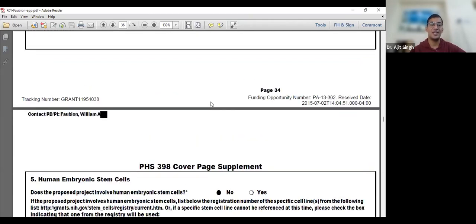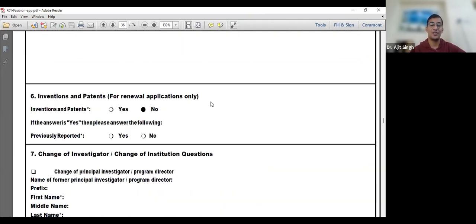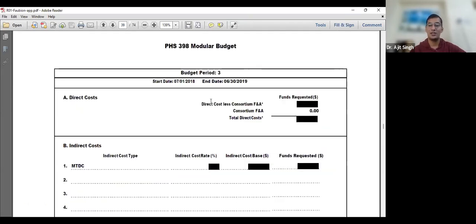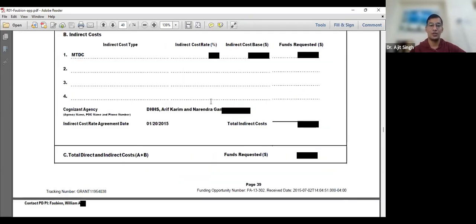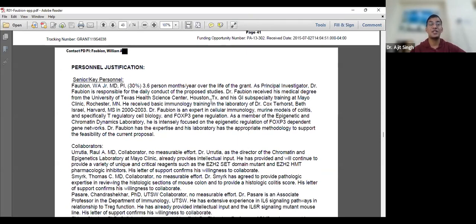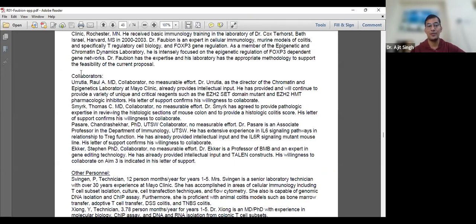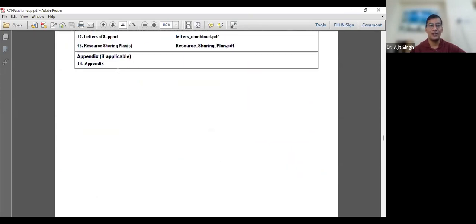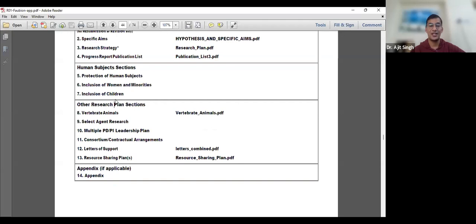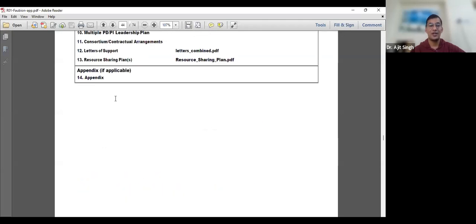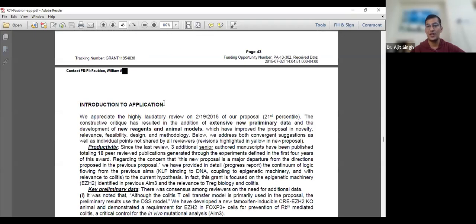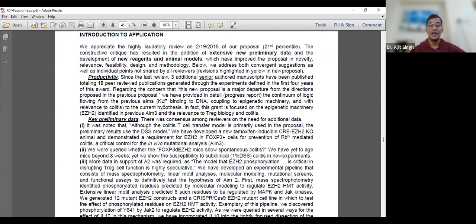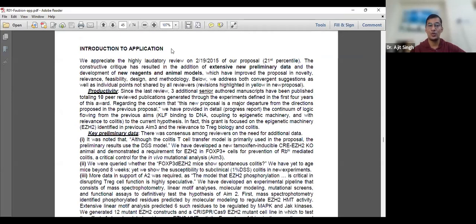Okay. So after this, PHS cover page supplement, and then we'll go to what? Yeah, personnel justification. Okay, collaborators. Look at this, collaborators, other personnel involved. Okay. And then here the human subject section, other research plans if needed. So their PDFs are involved. And see, introduction to the application. Look at this, from here the exact application has started. Introduction to the application.